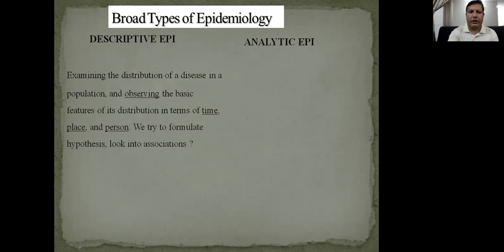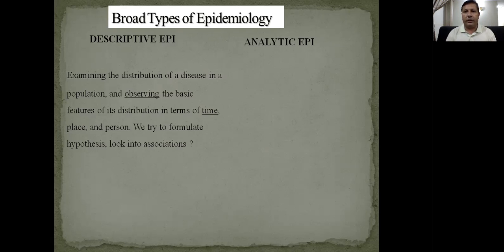And observing the basic features of its distribution in terms of time, place, and person. We try to formulate hypotheses, look into associations. This is called descriptive epidemiology. So what are we examining in a population? We observe the distribution in terms of time, in which time this disease is going on, in which place this disease is going on, and which type of people are affected by this disease.